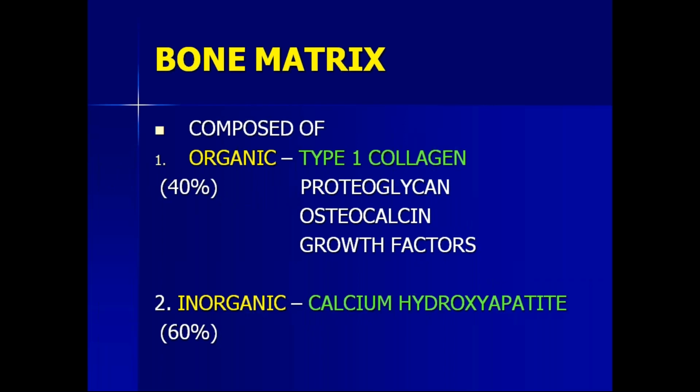Bone matrix is composed of organic type 1 collagen, proteoglycan, osteocalcin, growth factors, and inorganic calcium hydroxyapatite. All the vitamin C you take is a precursor for collagen. So collagen and proteoglycans are formed from your vitamin C, and the calcium, which you take from your food and also calcium supplements, will go into bone and form calcium hydroxyapatite.